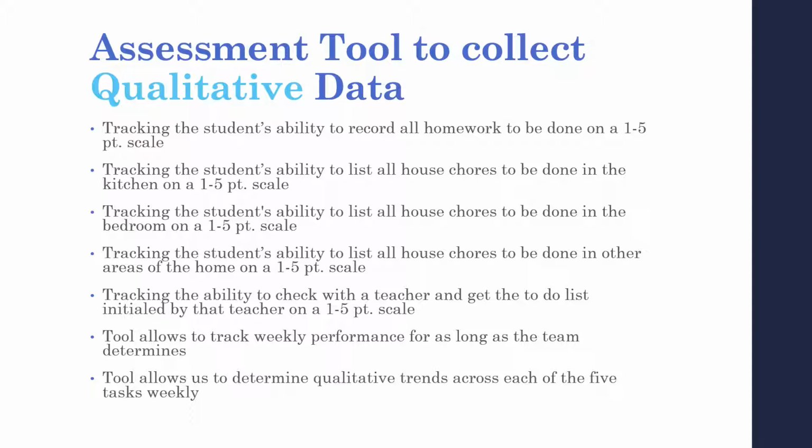And you can also see the tracking of the student's ability to list the various types of chores. So there are house chores to be done in the kitchen, house chores to be done in the bedroom, and other areas of the home. All of these abilities will be rated on a 1 to 5 point scale. And then finally, the ability of the student to get a teacher to initial the to-do list will also be measured on a 1 to 5 point scale.